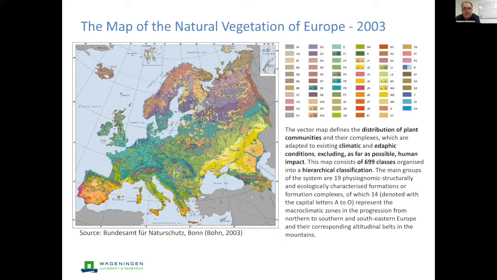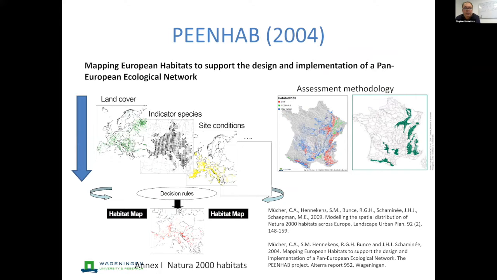So in this kind of map there is a lot of expert knowledge, but these maps are more related to the potential natural vegetation than, of course, the actual situation of the habitats. Therefore, one of the initiatives that we started already in 2004 was the PNHAP project, which supported the work on a Pan-European Ecological Network, which stands for PEEN. To design ecological networks, you need information about where habitats are located.